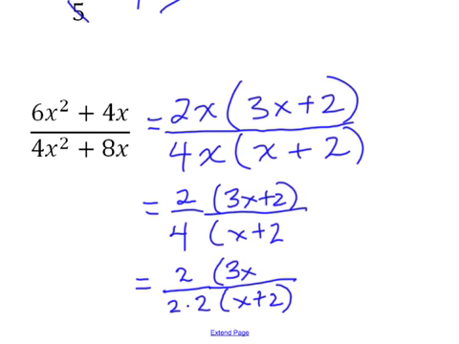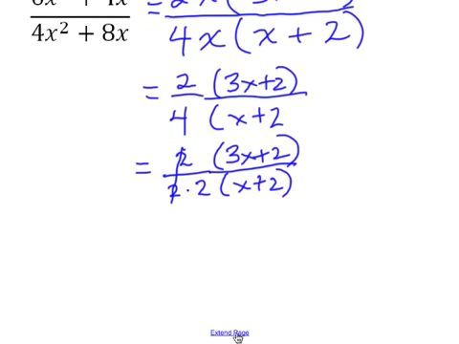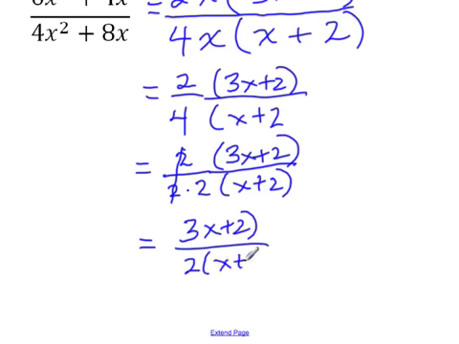I have a 3x plus 2 on the top there. And here, 2 over 2, that's a factor of 1, and so it cancels out. Therefore, the simplification would be 3x plus 2 all over 2 times x plus 2. Can't simplify it anymore. I'm dying to cancel those, but they're not identical. Therefore, no canceling.